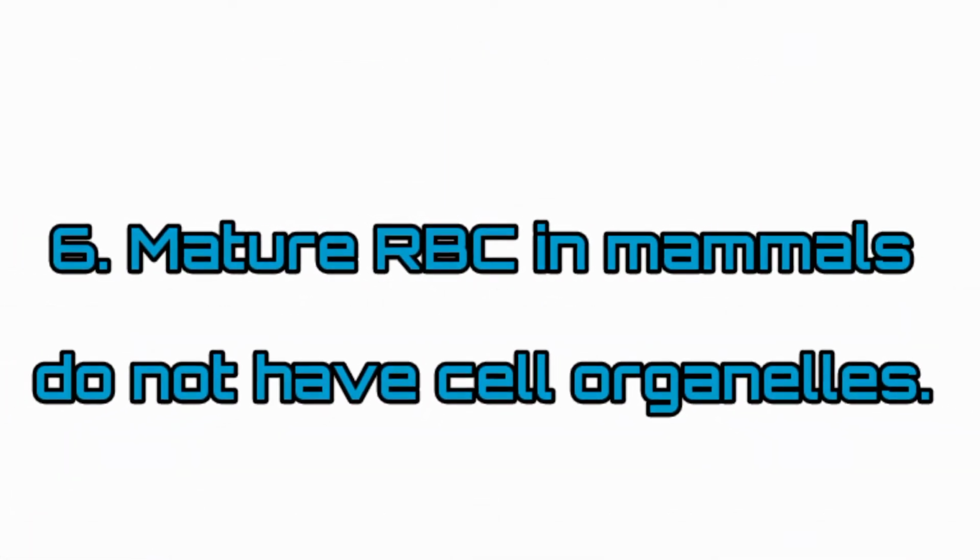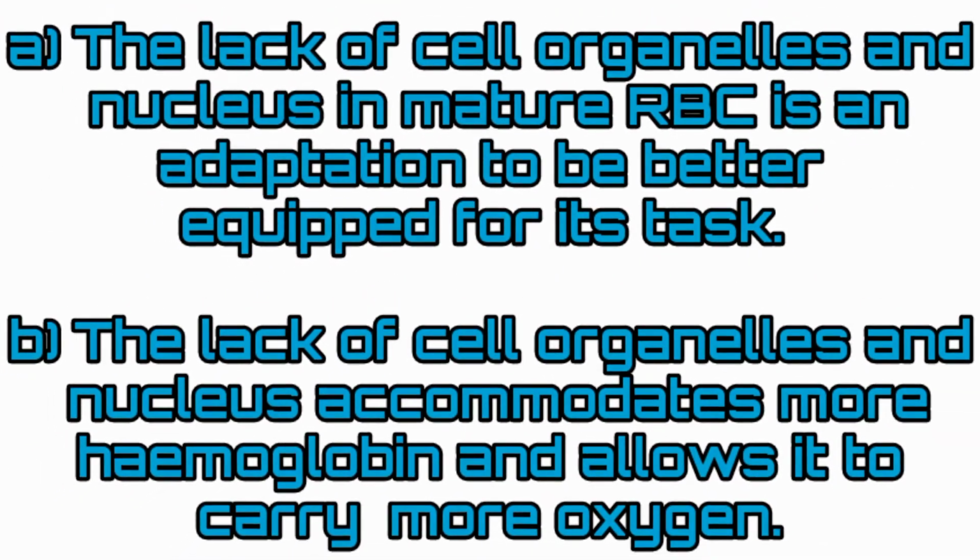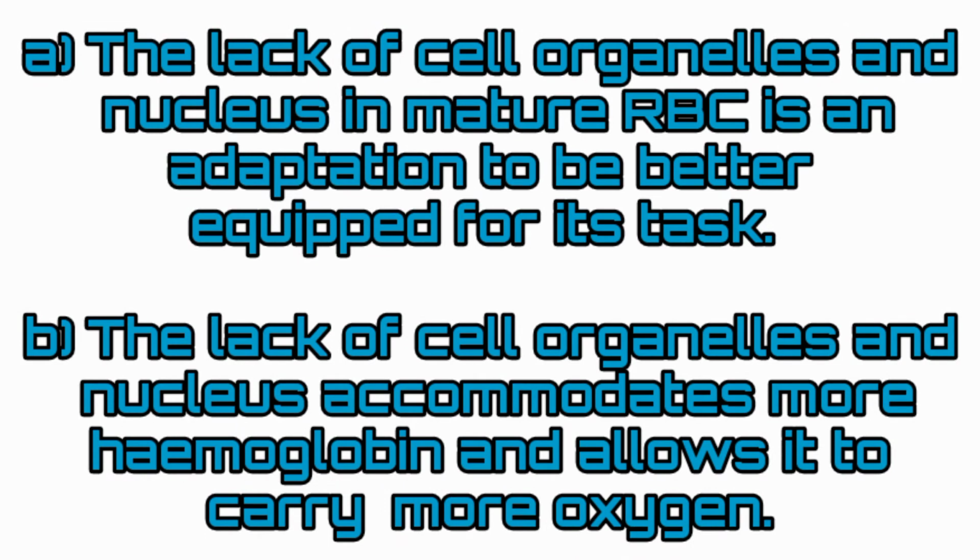Mature RBCs in mammals do not have cell organelles. Answer. The lack of cell organelles and nucleus in mature RBC is an adaptation to be better equipped for its task. The lack of cell organelles and nucleus accommodates more hemoglobin and allows it to carry more oxygen.